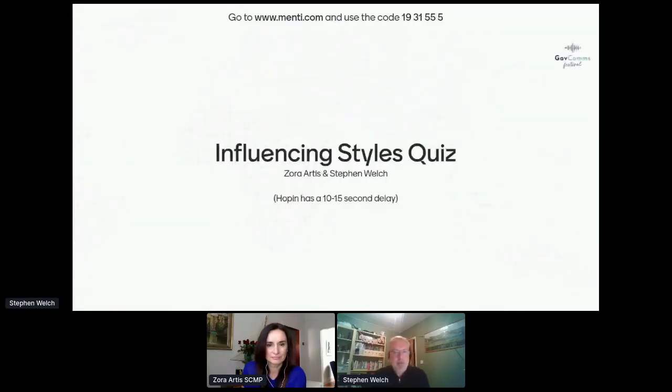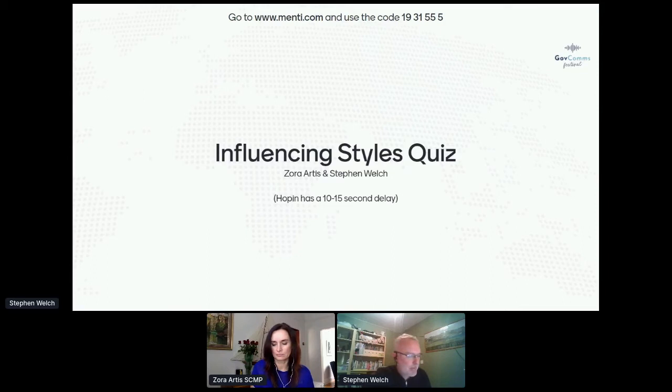And I've pulled together some examples of government communications about coronavirus, COVID-19. And so we're going to see how that can work. So what I'm going to ask you to do is go here and here. Please find your phone or a separate screen and go to menti.com and enter the code 1931555, which will be at the top of your screen. And then I'm going to ask you to try an example of the interactive quiz.